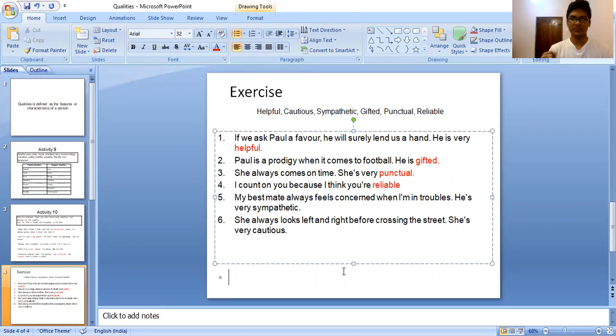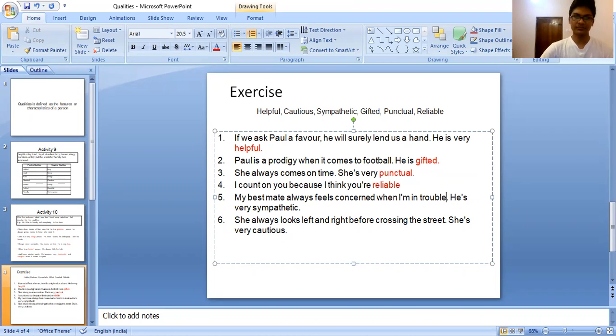in the previous one, the description between Venura and Vishmika, Venura said that Vishmika helps him in mathematics and science. So that means Venura sees Vishmika as a reliable person because he can count on him to teach him maths and science, right? So that's what reliable means. Next one. My best mate always feels concerned when I'm in trouble.